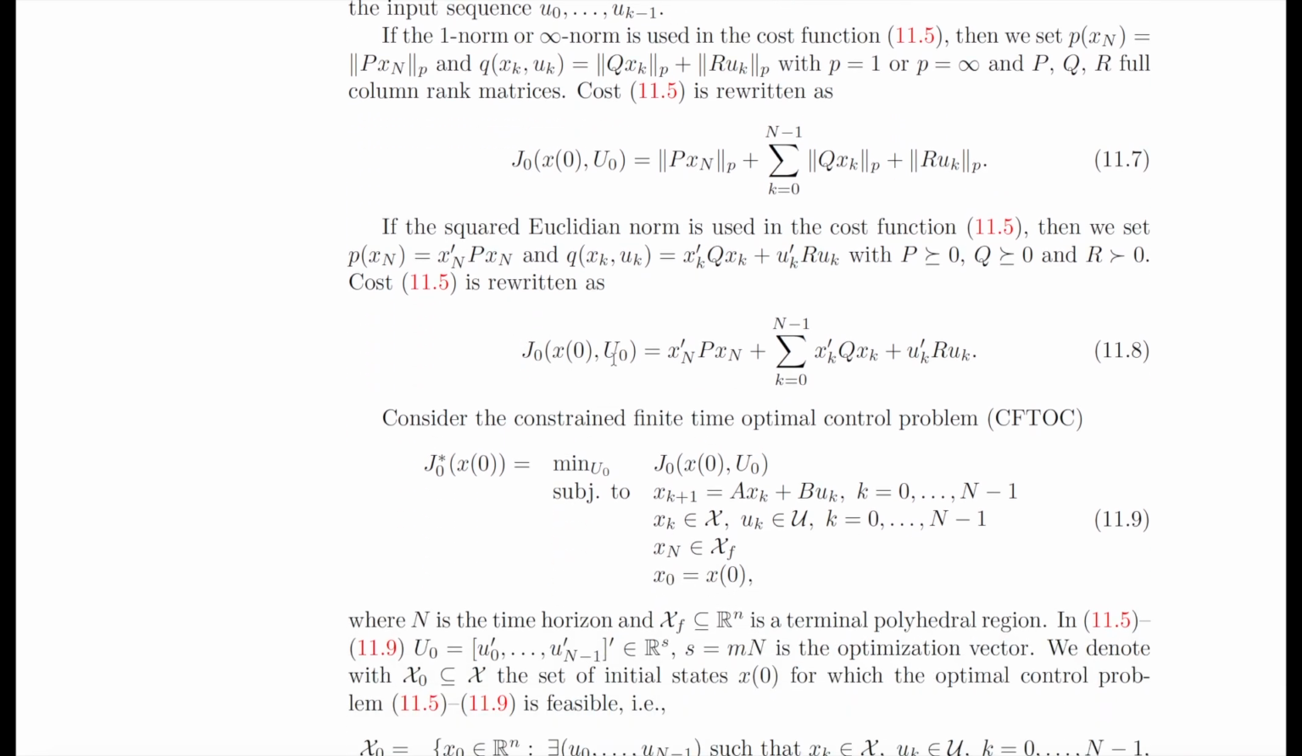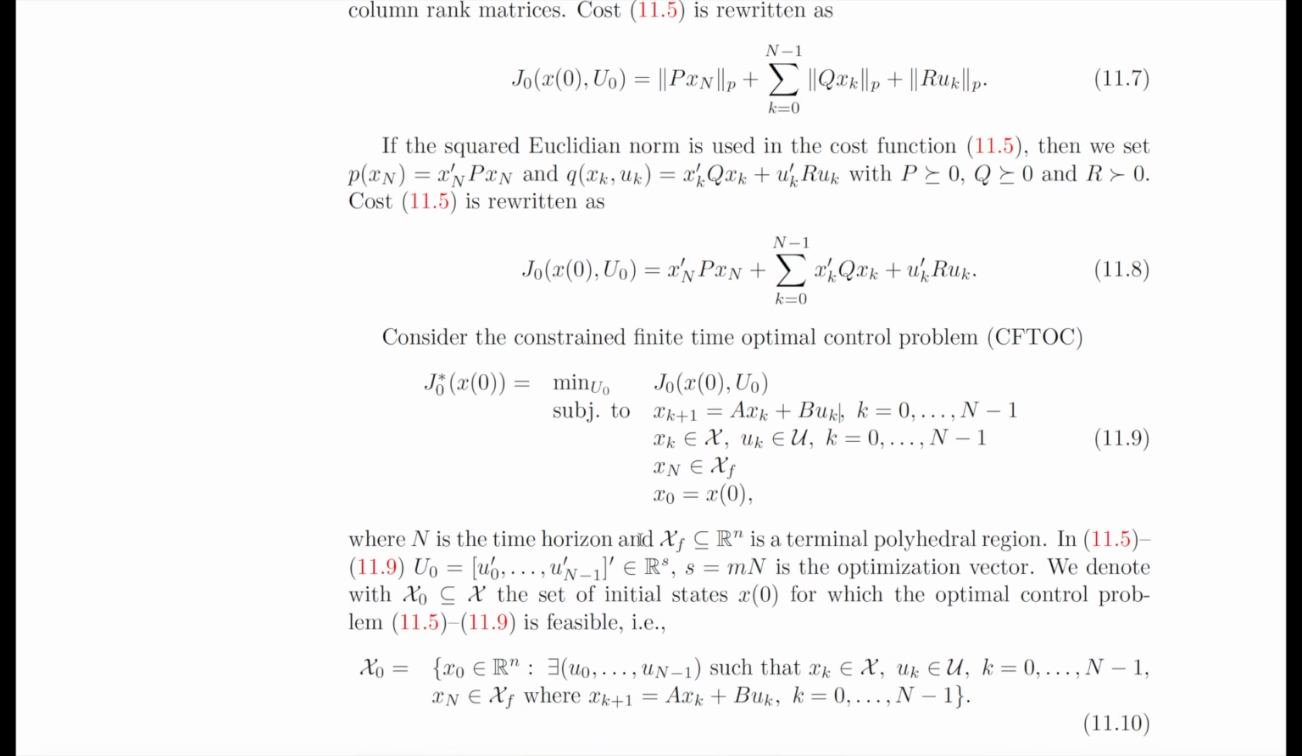So the cost function has a terminal term here, and this is called the constrained finite time optimal control problem. We want to find the control U such that it minimizes this cost function, subject to the dynamics of the system from k = 0 to N minus 1, and also that the present state is feasible, the input that we apply is feasible, and the terminal state belongs to the final set.